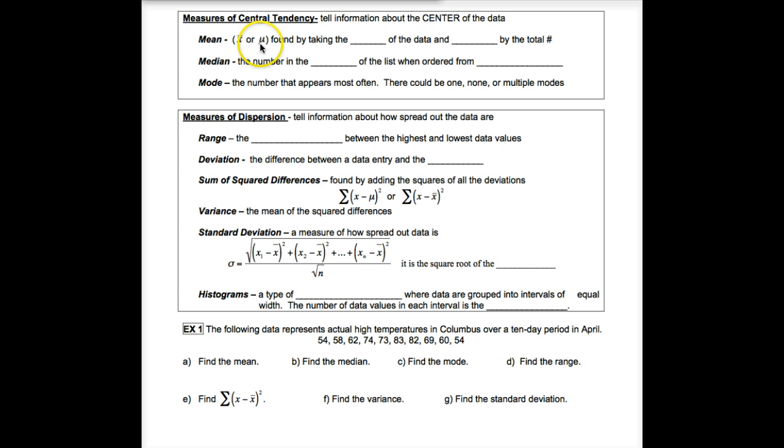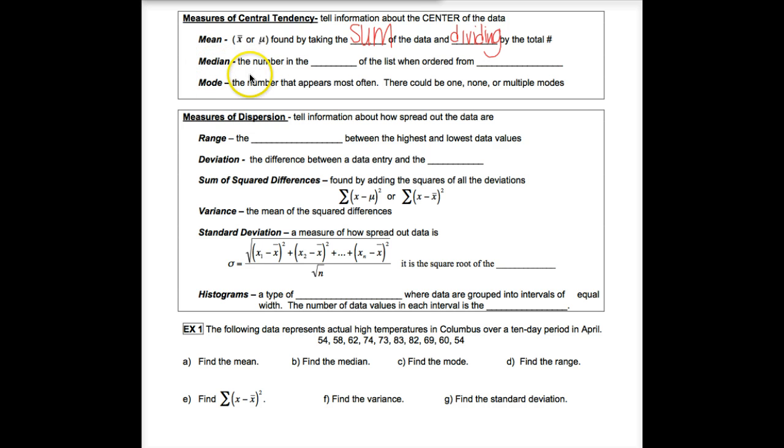So x bar and mu are both symbols that we use to represent the mean. And we find the mean by taking the sum of the data, so adding it all up, and dividing by the total number of data pieces. So you all know how to find a mean. That should be pretty easy. So when you see x bar or mu, remember that that is what it is asking you to do.